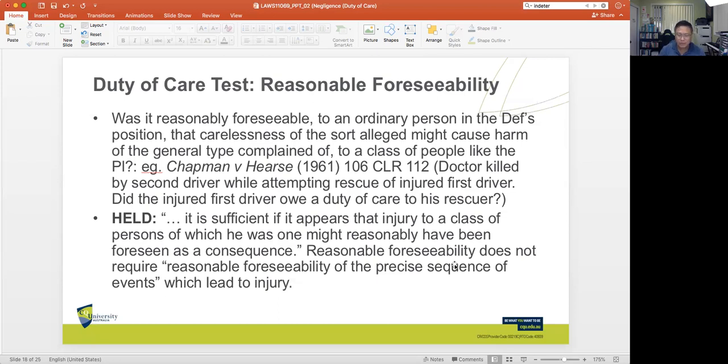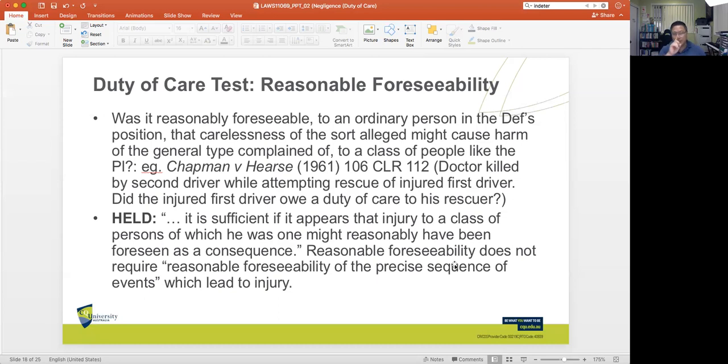And as a result of coming to the rescue, especially in a situation where there are cars on the road, that rescuer can be harmed. So there was a duty of care under those circumstances. The court also pointed out that reasonable foreseeability does not require reasonable foreseeability of the precise sequence of events which lead to injuries. It's sufficient that it can be reasonably foreseen that this kind of injury can potentially happen.